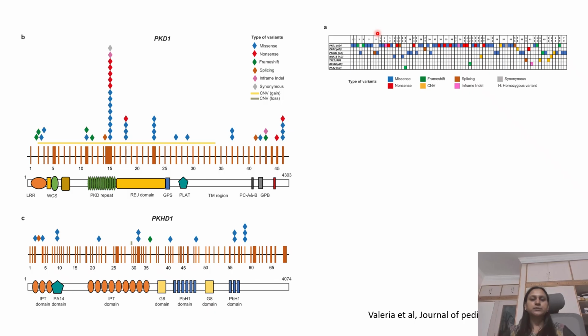There is no single hotspot you can simply screen. Variants are spread across the whole gene and most families carry their own private mutation. This is exactly why comprehensive sequencing is needed and why variants of uncertain significance are so common in PKD1. In contrast, if you look at PKHD1 below, it is a recessive gene with a limited number and variety of disease-causing mutations.